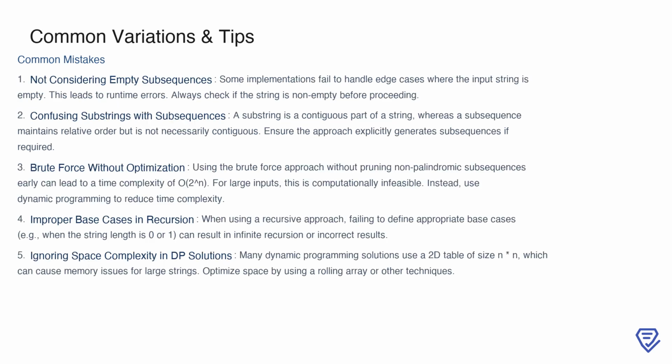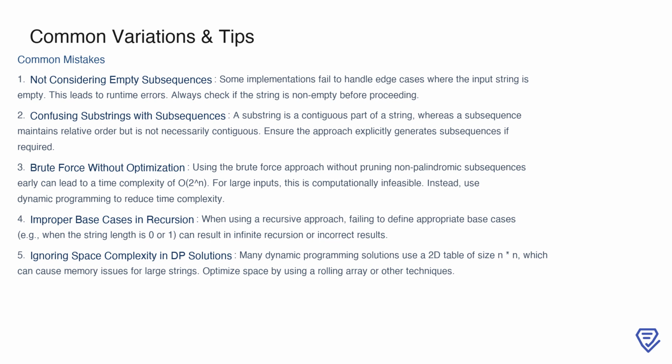When tackling the longest palindromic subsequence problem, there are several common pitfalls to be aware of. First, always account for edge cases, such as when the input string is empty. Neglecting to check for this can lead to runtime errors. Next, it's important to distinguish between substrings and subsequences. A substring is a contiguous section of the string, whereas a subsequence maintains the order of characters but doesn't need to be contiguous. Misunderstanding this distinction can lead to incorrect solutions.